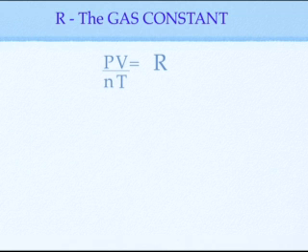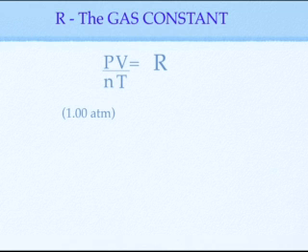Now, this is only done under standard conditions. You will never have to do this again. This is a one-time thing to figure out what R is. So let's put in all these numbers for standard conditions. Pressure: standard pressure is one atmosphere, or any of those other numbers on the back of your periodic table. We're going to use atmospheres, though, for this sake.